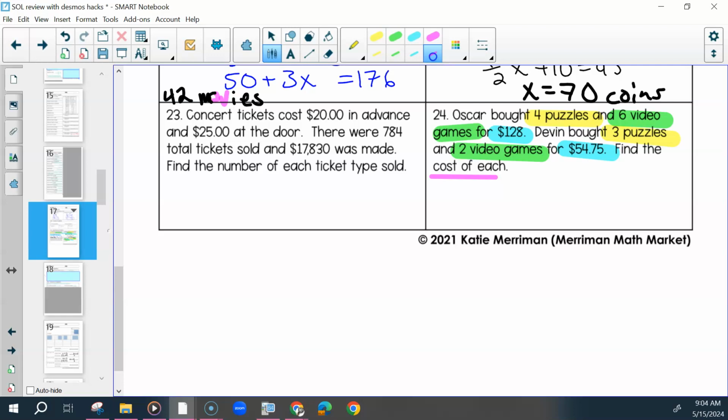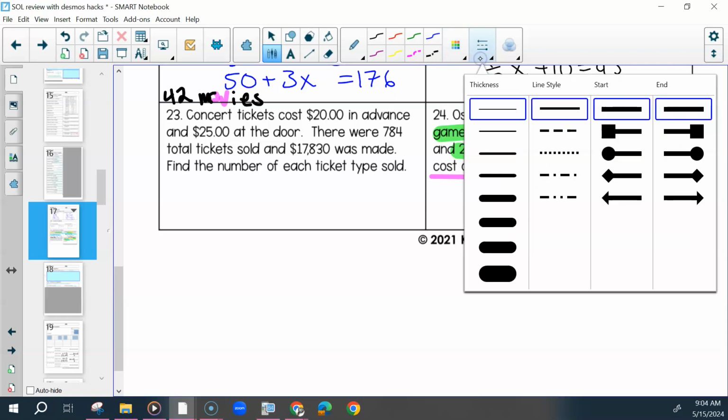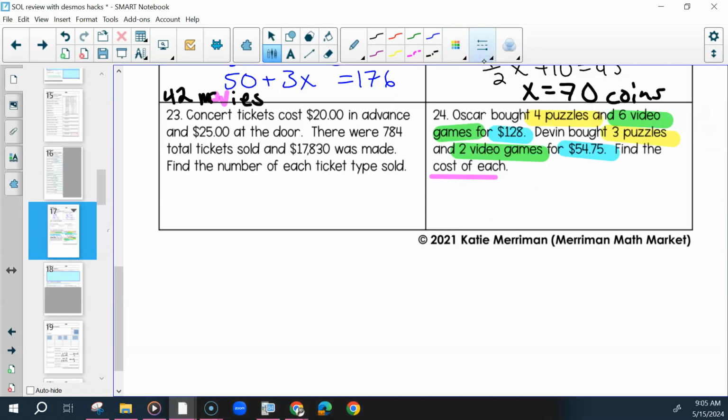You are comparing 2 different things, puzzles and video games, and 2 different people. You have 6 numbers. That's going to be 2 equations, a system of equations. Once you set them up, you can use desmos. So I'm going to call puzzles just x, because you need x and y for desmos. You could call them p and v or something else, but you would have to change them to x and y to put them into desmos. For the cost of each puzzle and the cost of each video game.